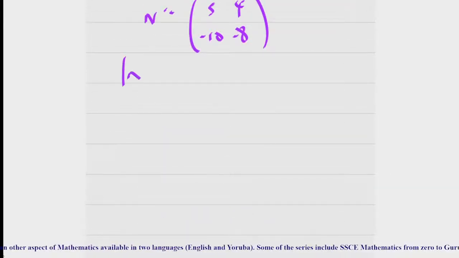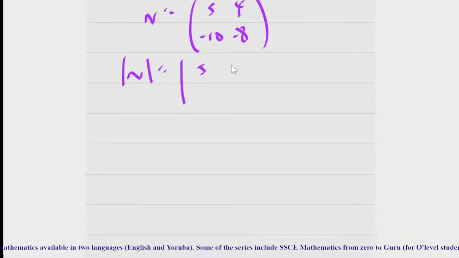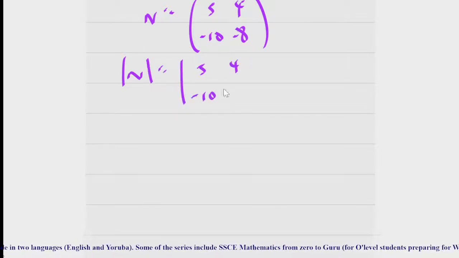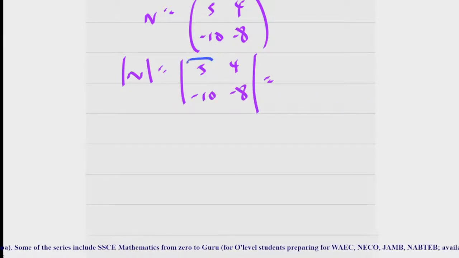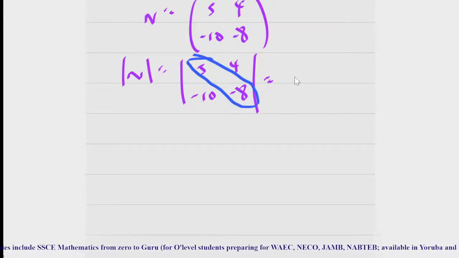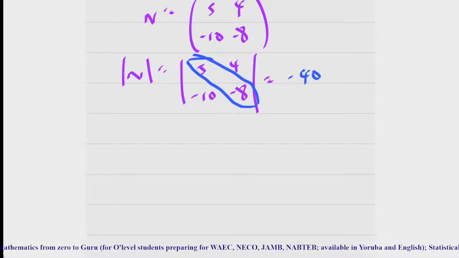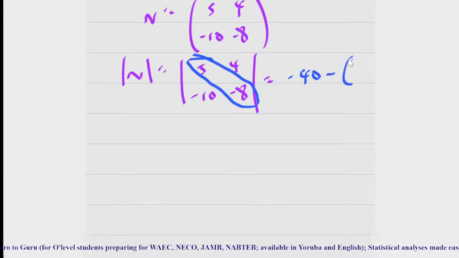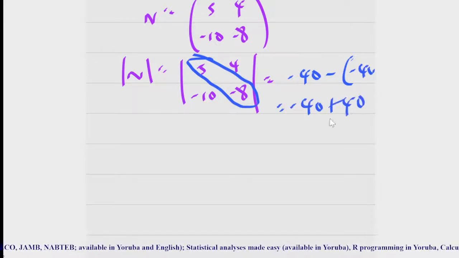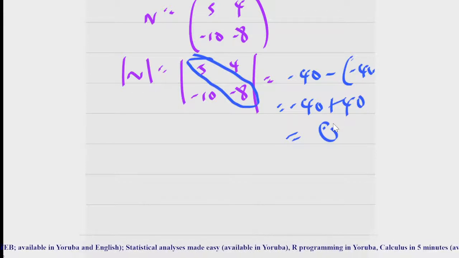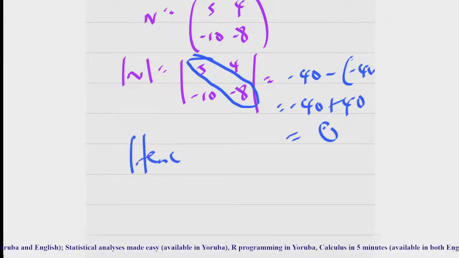Then its determinant is going to be the determinant of 5, 4, minus 10, minus 8. If you multiply elements along the leading diagonal, I'm going to have minus 40, minus, if you multiply those along the second diagonal, that's also minus 40. And this will now give me minus 40 plus 40, which is equal to 0. And what can you say about matrix N? With what I've said, don't forget, when the determinant of a matrix is 0, then such a matrix is singular.